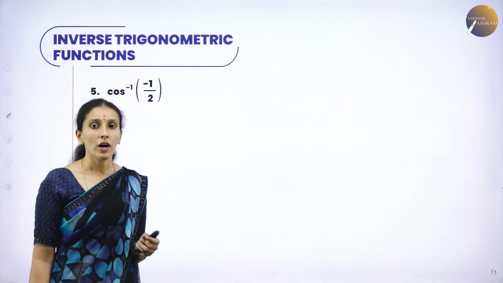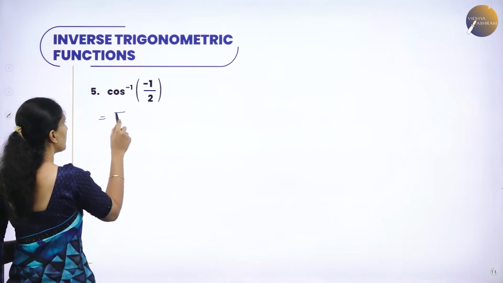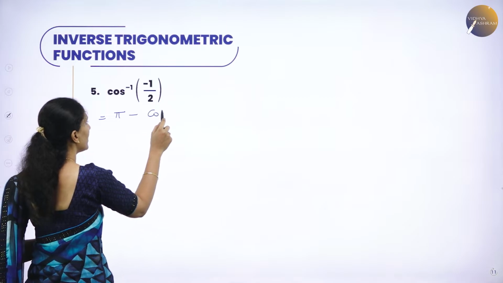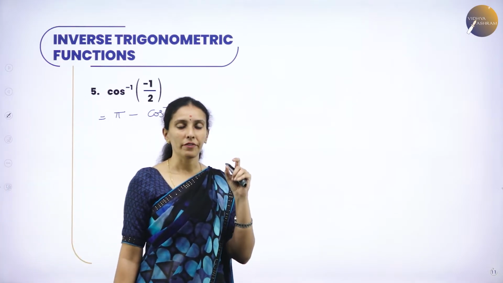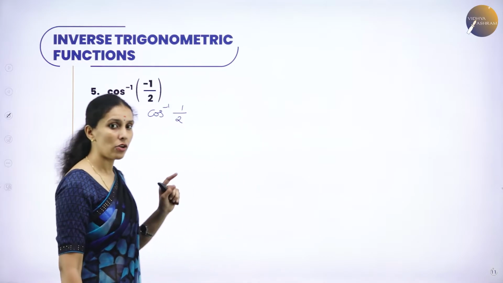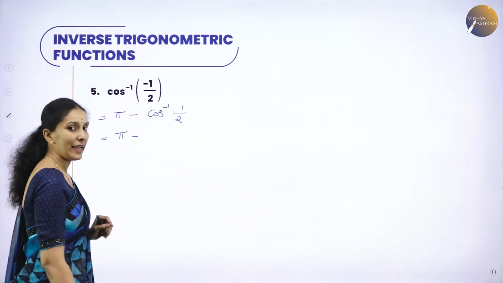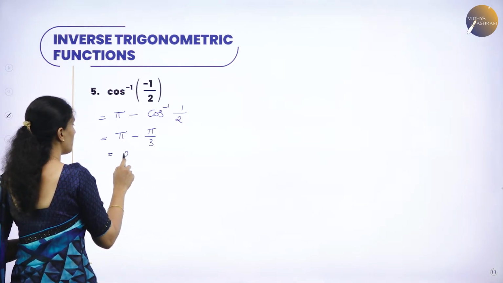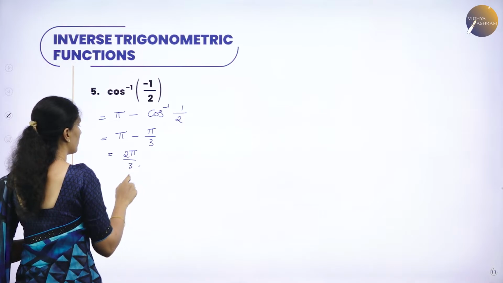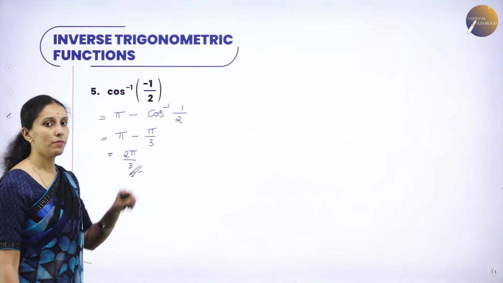Next we have cos inverse of minus half. Cos inverse of minus half means we should take it in the form of pi minus cos inverse half. For what value of angle will you get half in the cos function? That is for pi by 3. So therefore it is pi minus pi by 3, which becomes 2 pi by 3. This is the principal value for cos inverse of minus half.